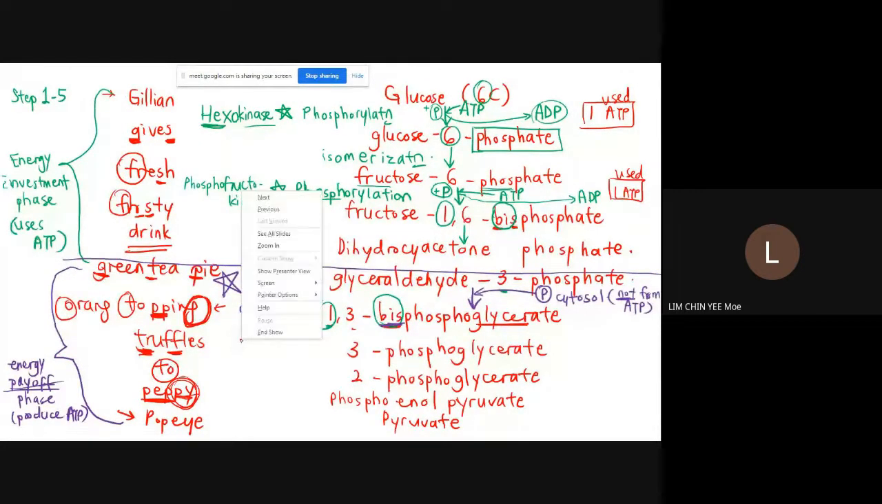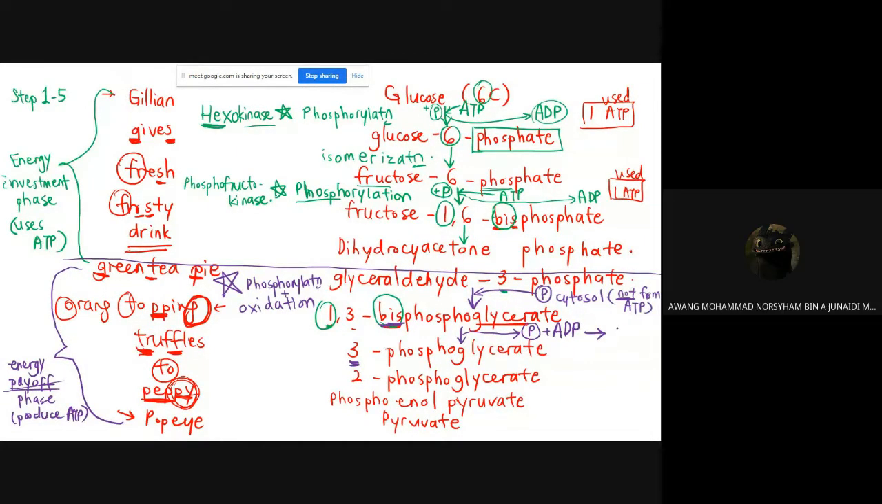Apa yang dah hilang? One phosphate group. Right. Step ini, phase ini ialah energy payoff. It produces ATP. So based on your understanding, this is the phase that we will produce ATP. So maksudnya, dia hilang phosphate group. Phosphate group tu dah pergi mana? Bagi apa? ADP. Phosphate group dari 1,3 bisphosphoglycerate ini dah bagi dekat ADP untuk form ATP. Good job. This is where we form ATP.